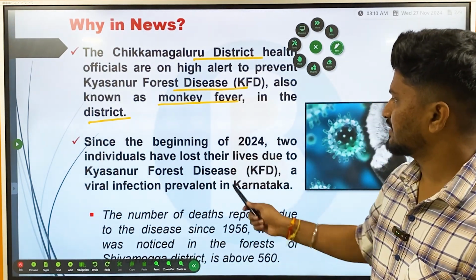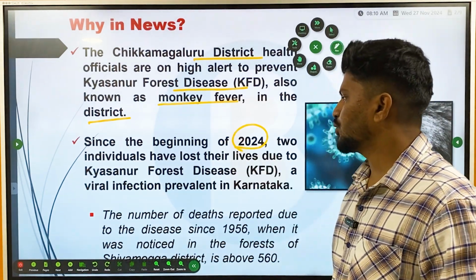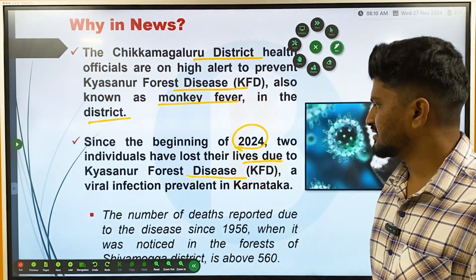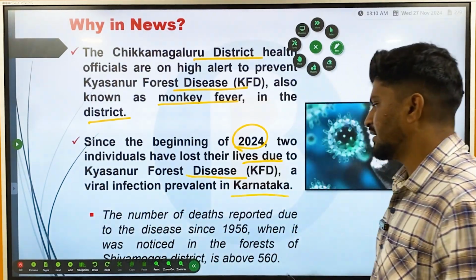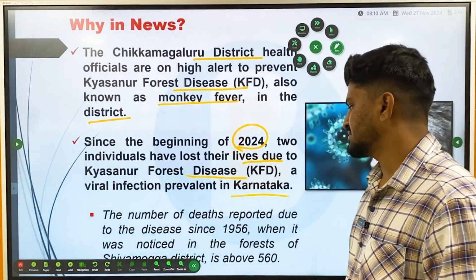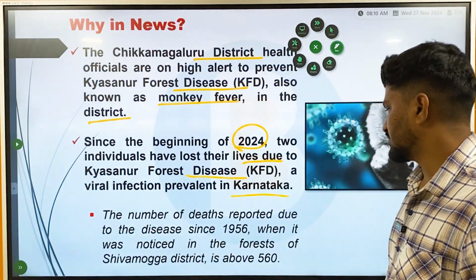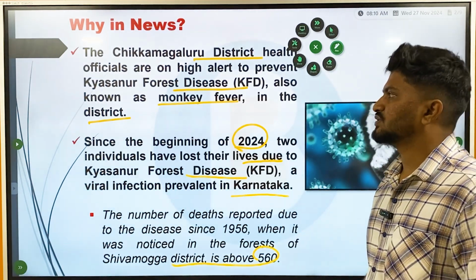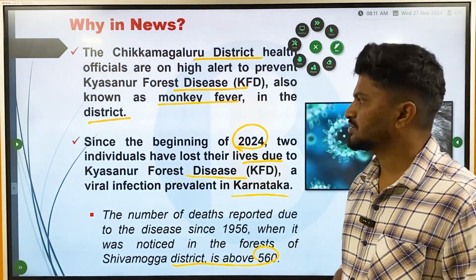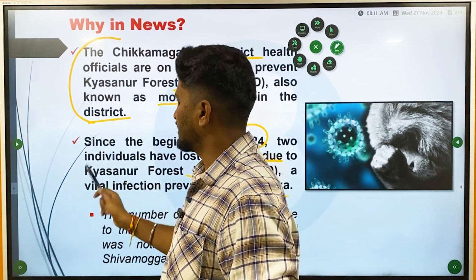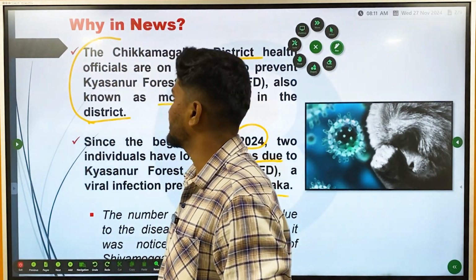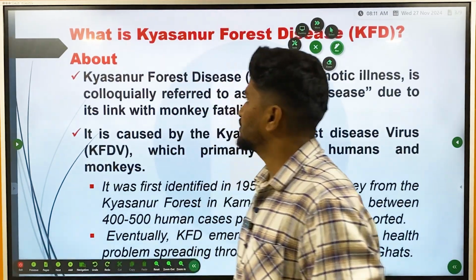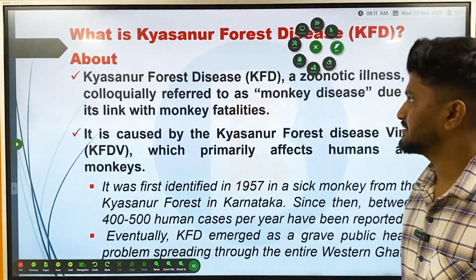And before that, since the beginning of 2024, 2 individuals have lost their lives due to Kyasanur Forest Disease, a viral infection which is prevalent in Karnataka. And the number of deaths reported due to this disease since 1956, when it was noticed in the forest of Shimoga district, is about 560. So these are certain reasons why it is in news. This is a very recent one, just 2 days back, Chikmagaluru district in Karnataka issued a high alert on KFD. So you will understand what is Kyasanur Forest Disease.